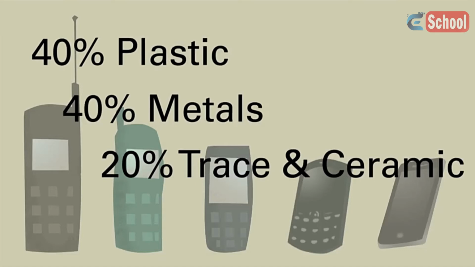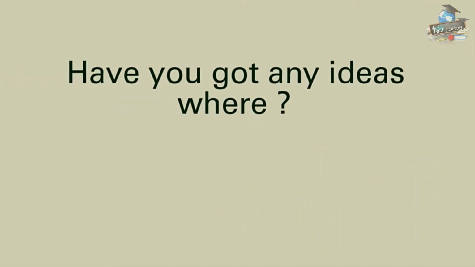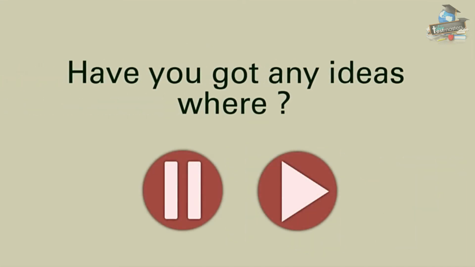The materials used to make mobiles weren't ready to be used by manufacturers. This means they had to come from somewhere. Have you got any ideas where? Pause the video and resume when ready.